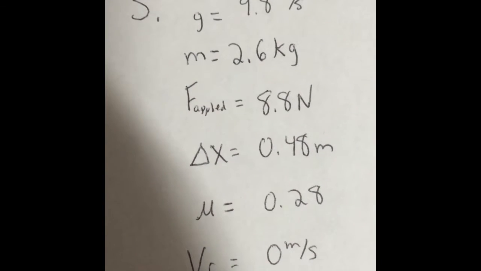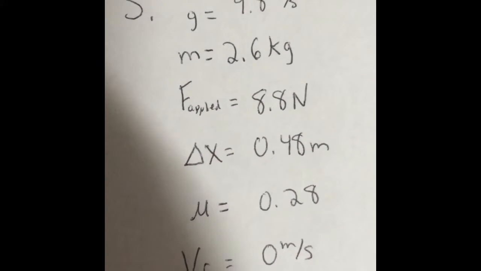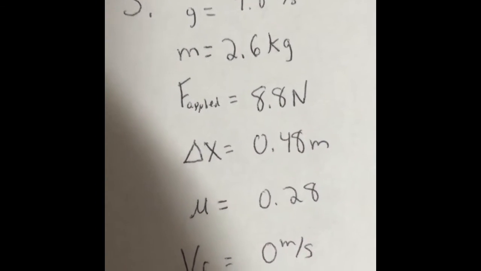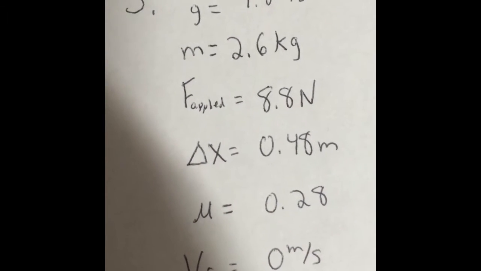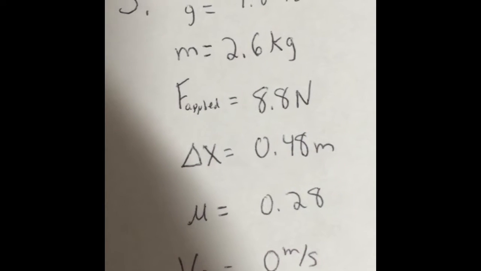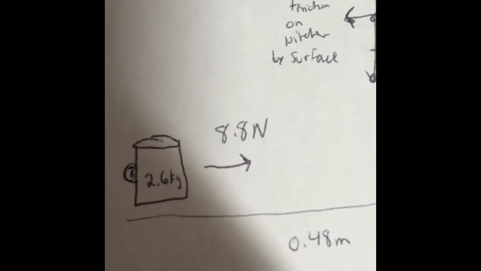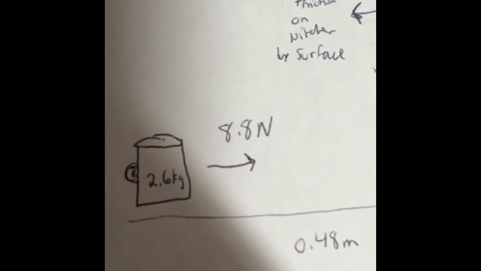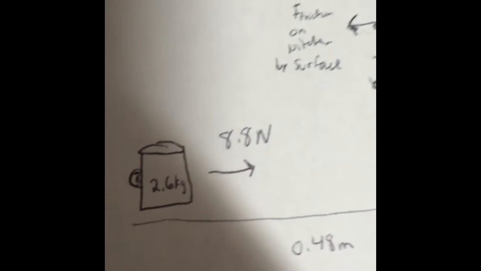So in this problem, a pitcher full of cola is being slid across a counter over a distance of 0.48 meters. The mass of the pitcher is 2.6 kilograms, and the force applied on the pitcher is 8.8 newtons. Here's a picture showing the 8.8 newtons being applied to the 2.6 kilogram pitcher as it travels 0.48 meters.